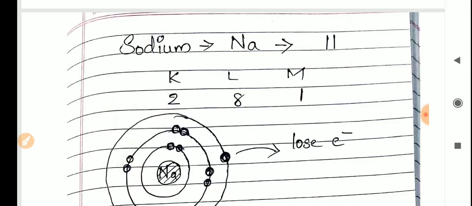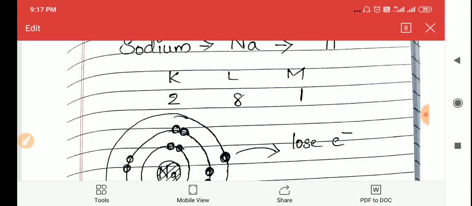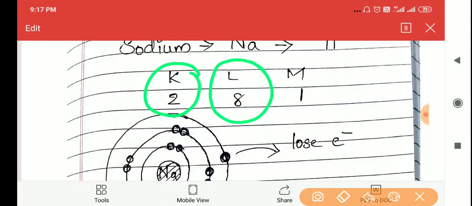Sodium's atomic number is 11. So there are 3 shells, K, L, M. How will the electrons be distributed? Total 11 electrons are there. We know that the K shell will always carry a maximum of 2 electrons, so 2 electrons are filled in the K shell. Then the L shell will carry 8 electrons, so 8 electrons are filled. So 8 plus 2 is 10. One more electron is needed because 11 electrons are there, so that 1 electron will be kept in the M shell.